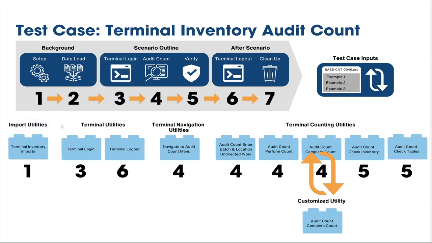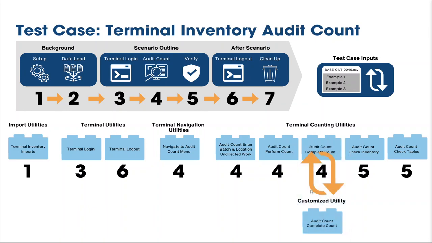In order to easily mix and match utilities to create your own test case, utilities are organized into functional areas. Think about a room with building blocks where certain colors of building blocks are in a specific bin. Similarly, terminal counting utilities are placed in the terminal counting utilities feature file. When needed, you can customize a default utility and replace it with ease, allowing you to swap in and out specific utilities while still being able to rely on the default utilities.